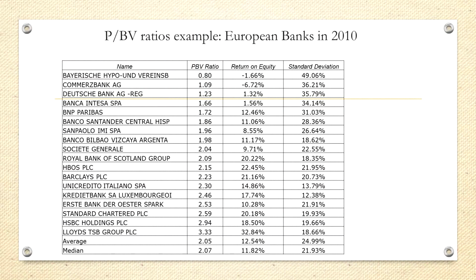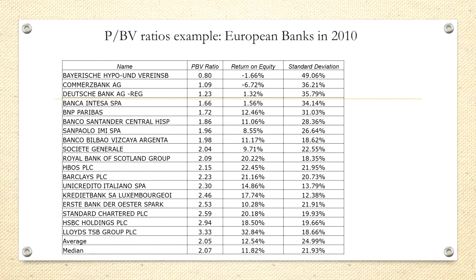And here we have one example. This example shows European banks in the year 2010, and on the table you have lots of European banks with different PB ratios. Now we want to see what is the reasonable PB ratio that each bank deserves based on its business fundamentals. The business fundamentals can be revealed in two factors here. One is return on equity, the other is standard deviation. Standard deviation measures the riskiness of the bank.